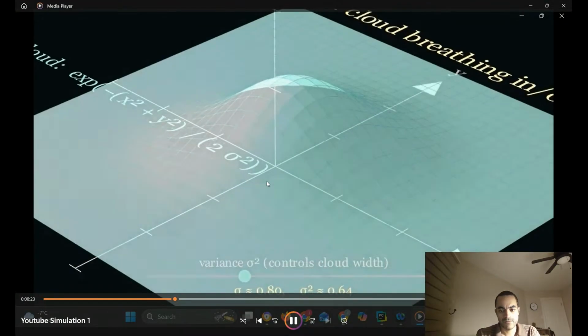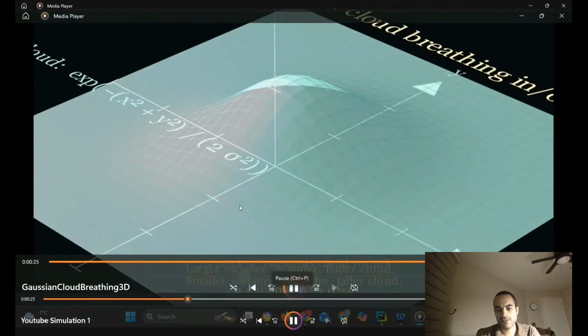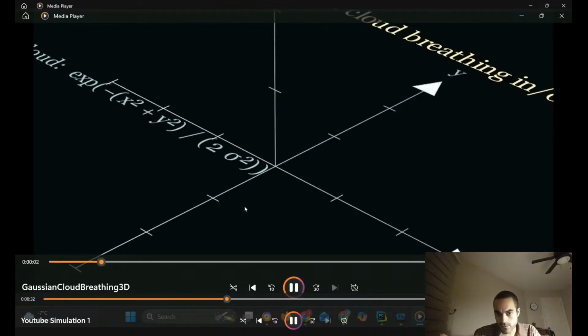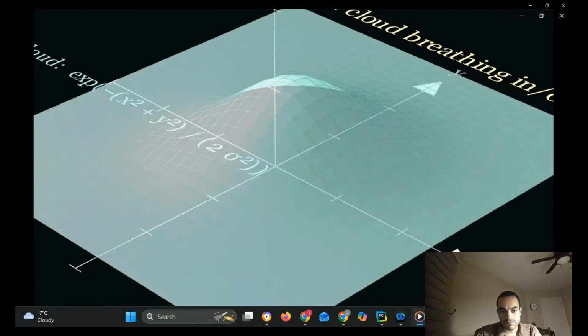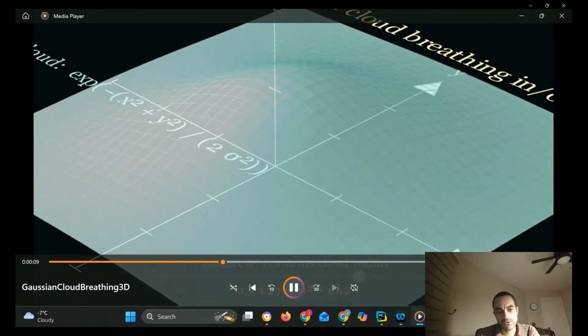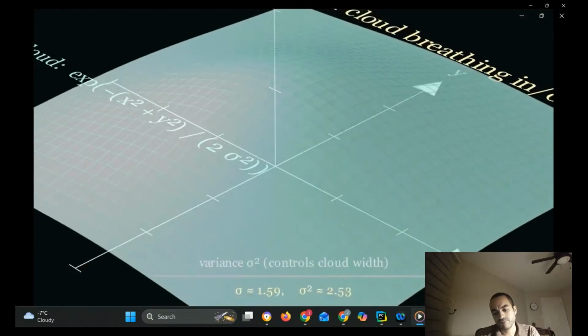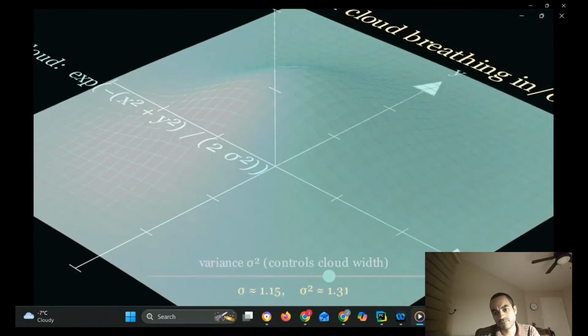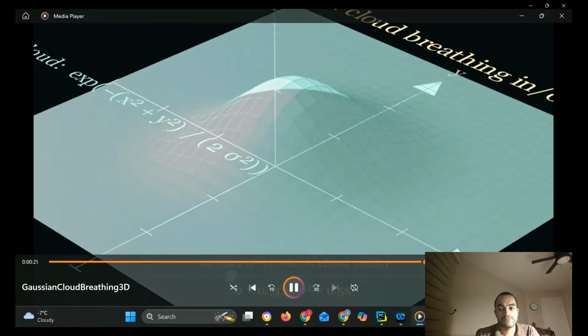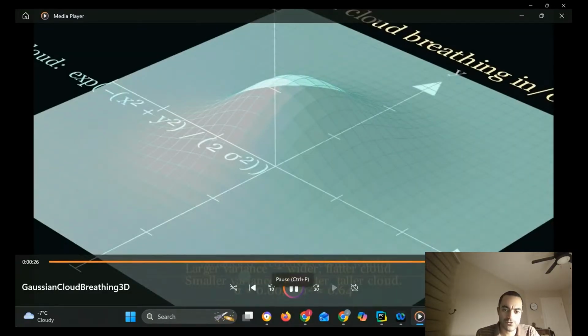Now, you can see what's happening with this type of surface. It's a surface, obviously. Why is it a surface? Does anyone know why? It's a Gaussian cloud, but why is it a surface? It's a multivariable function. That's why it's a surface. It has 2 or more variables.